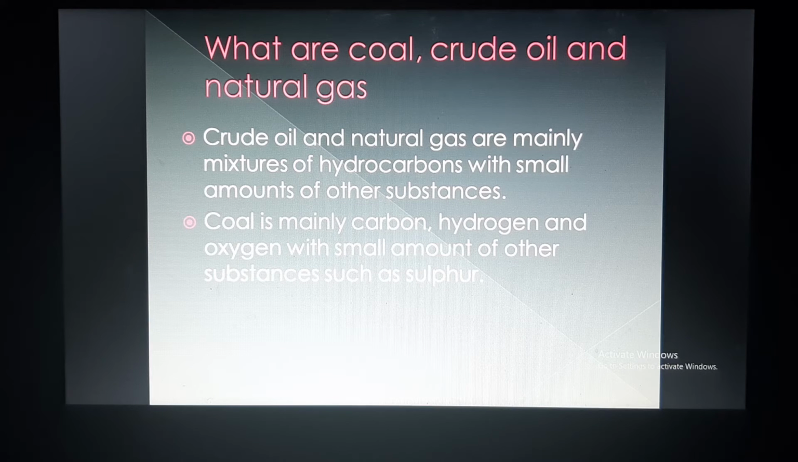But in the case of coal, it also contains carbon and hydrogen, but it also contains one more element, that is oxygen. So coal is mainly carbon, hydrogen and oxygen. Here also a small amount of other substance is found, mainly sulfur. So this is the main difference between coal and the other fossil fuels, that means crude oil and natural gas.